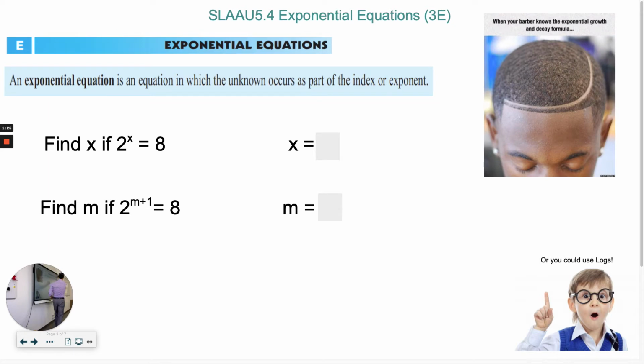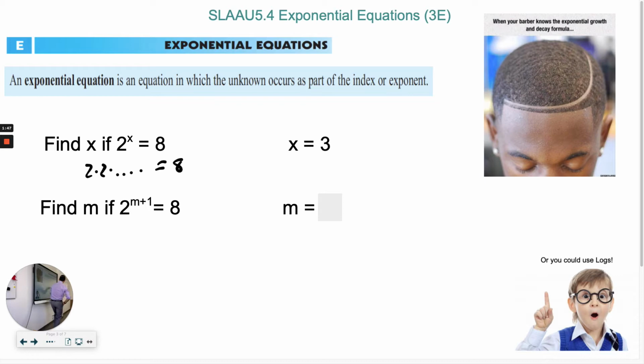So if you know 2 to the x is 8, I know that I've got a bunch of 2s, and I don't know how many. I've got to get 8, and you can count them: 2, 4, 8. Hey, 3. You can use logs. You can do a couple other things. So if you have something like 2 to the m plus 1 equals 8, well, I know that 2 to the x equals 8, so the x has to be 3.